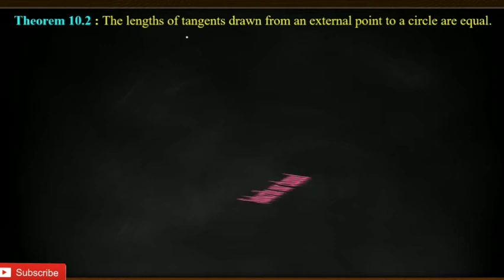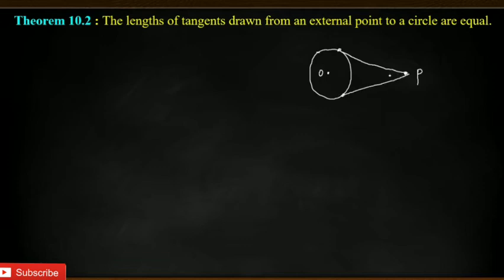Now, the lengths of tangents drawn from an external point to a circle are equal. So let me draw one circle. Then from the external point, we have to draw tangents to the circle. That point I am taking as P. The center of the circle I am taking as O. And from this external point, I'm drawing one tangent like that, and another, so totally two tangents. The theorem says the lengths of tangents, plural, so I'm drawing two tangents.